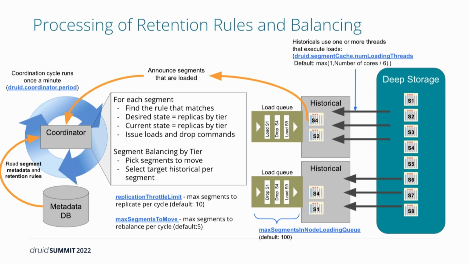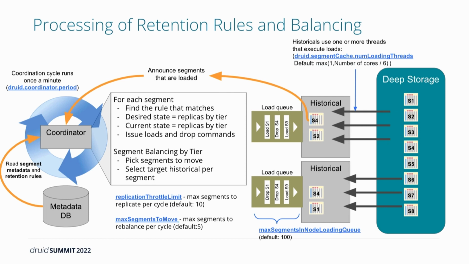It will pick a few segments to move from the historicals that are overloaded or that have more load than others, and select which historicals to move them to. So it'll move segments around between historicals within each tier to keep them in balance. There's a few more parameters that govern this overall process.